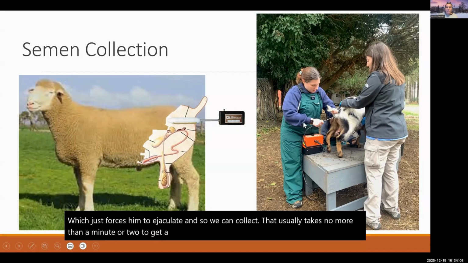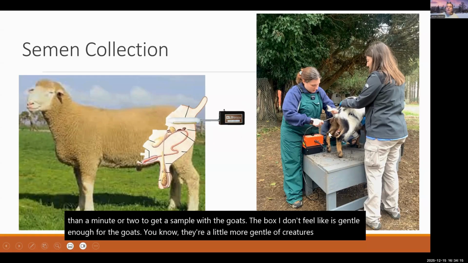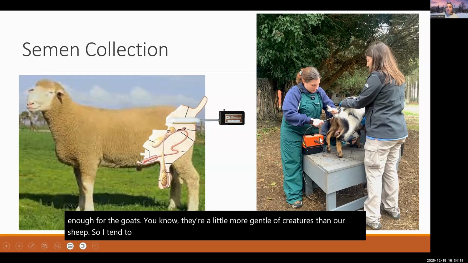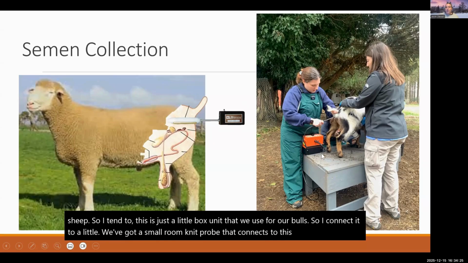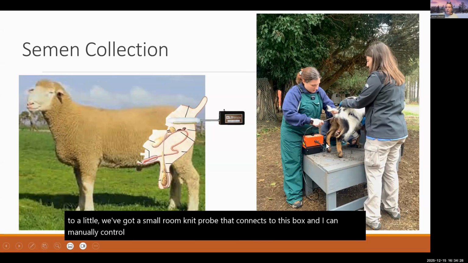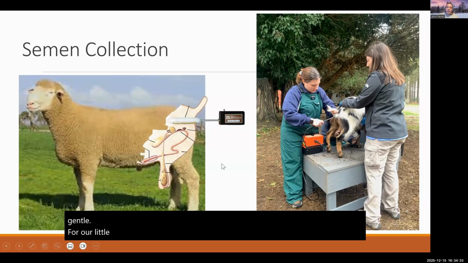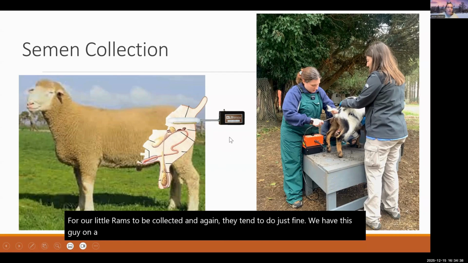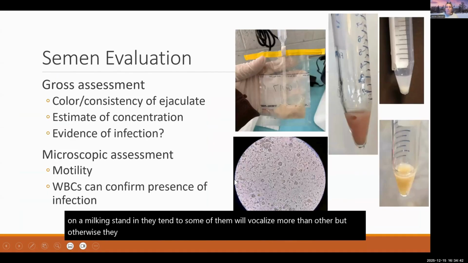With the goats, the box I don't feel is gentle enough for the goats. They're a little more gentle of creatures than our sheep. So this is just a little box unit that we use for our bulls. We've got a small ruminant probe that connects to this box, and I can manually control the stimulations that are applied so I can make it a little bit more gentle for our little rams to be collected. And again, they tend to do just fine. We had this guy on a milking stand, and some of them will vocalize more, but otherwise they tolerate it quite well.